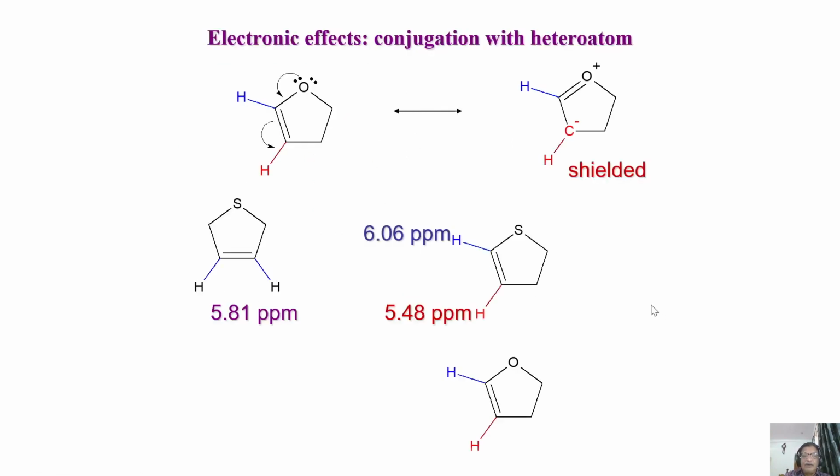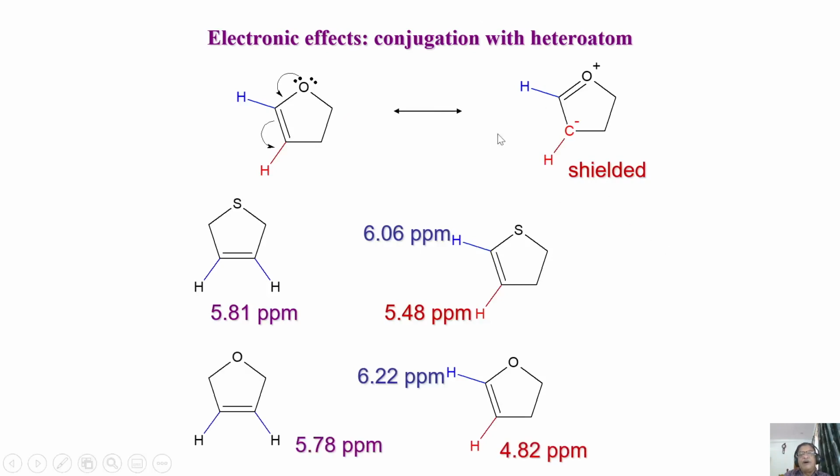So we can keep continuing like this. There are a lot more things one can discuss, depending upon conjugation with a heteroatom like oxygen, which is put in this, again, how the electrons are moving here, you can find out. In this case, you can see that this proton gets more shielded, whereas if you have a sulfur here, see, this comes at 5.81 ppm, whereas in this case this proton is more de-shielded than this proton.